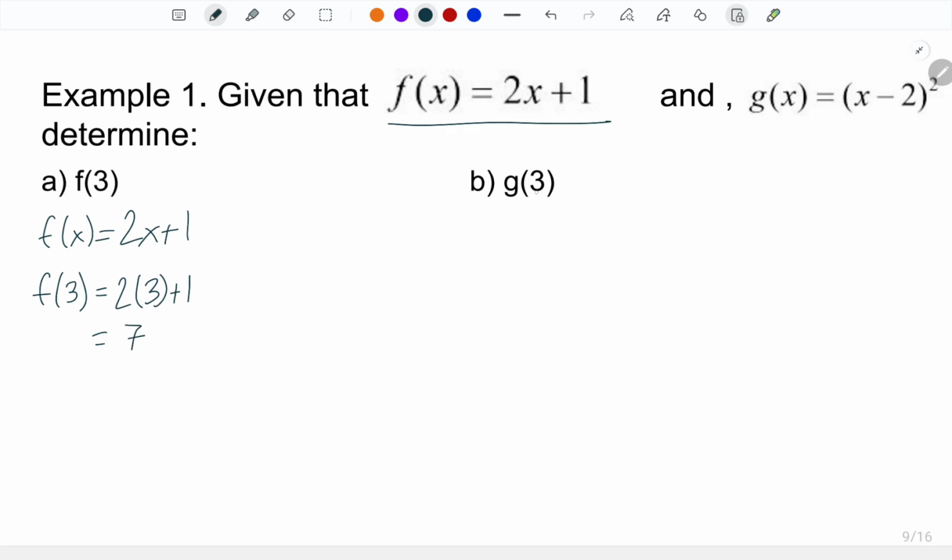So that's the key thing. The brackets tell us our input. Typically, we start with an x for the general function, basically. And then when we're actually wanting to get a specific output, well, we need to input a specific number. So g of 3 will just be, well, since g of x is x minus 2 squared, g of 3 will be 3 minus 2 squared, which would be 1 squared, which is just 1.